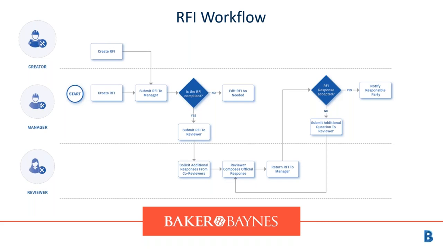Now, when we talk about the reviewer, you can set up who the reviewer is on your project or your organization. They can have a look at additional responses, review the official responses, and return that back to the RFI manager. The RFI manager can then say, is this response acceptable? Yes, cool. Let's notify whoever we have to notify if anything needs to change or be amended. If it's not, please go back to the reviewer and say, I'm not happy with your response here. Please have a look at it.